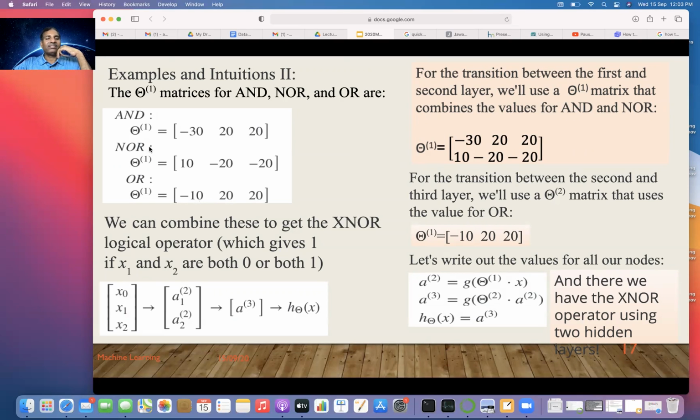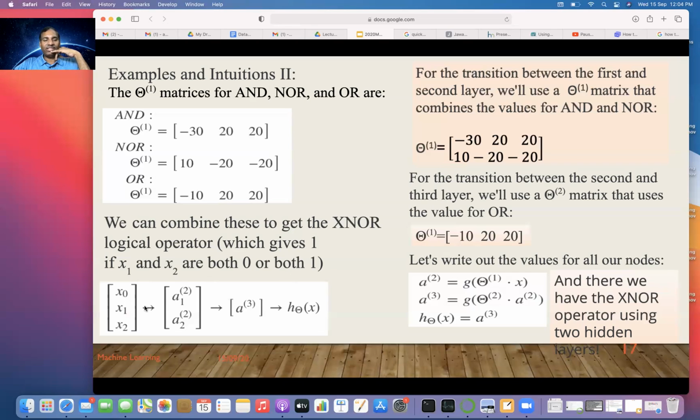So for NOR, only two weights are required here. Minus 20, and minus of minus 20 will become positive. That's why this will work as an OR. We can combine these to get the XNOR logical operator, which gives 1 if x1 and x2 are both 0 or both 1. So you can take x0, x1, x2, then combine this with a1 and a2, then get a3, h theta x, which should work for XNOR.